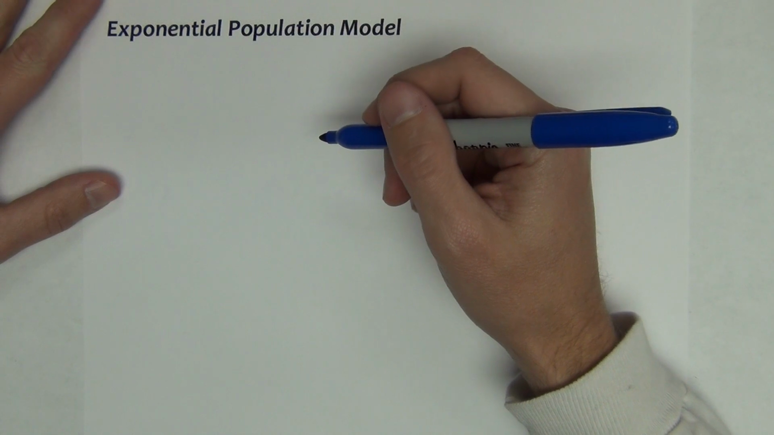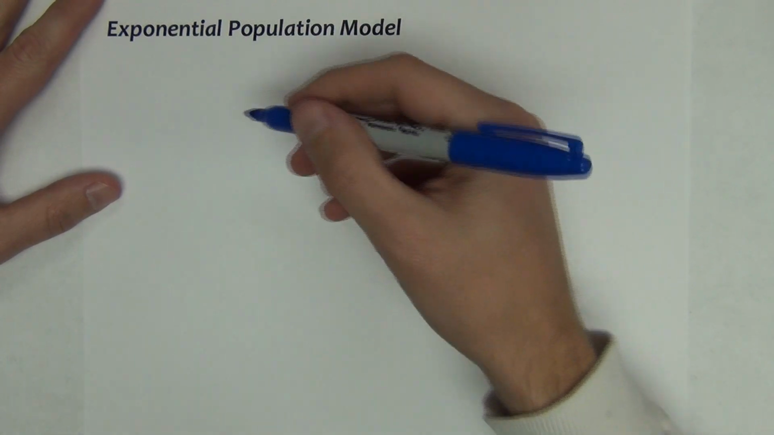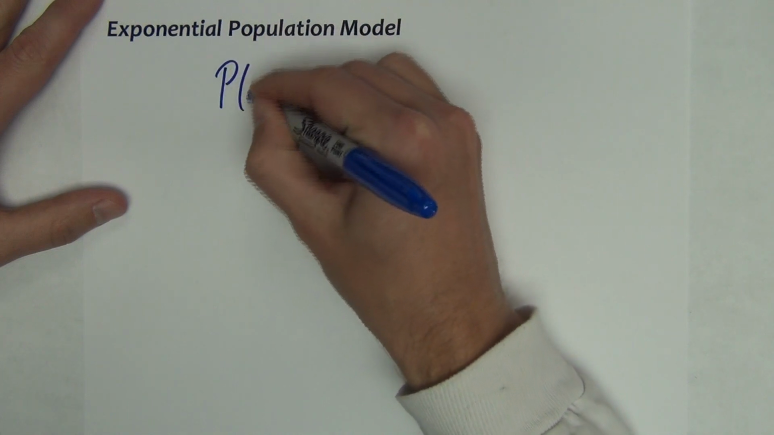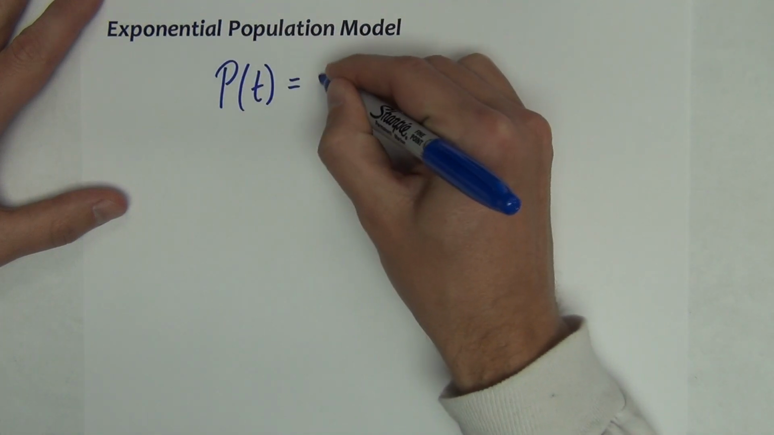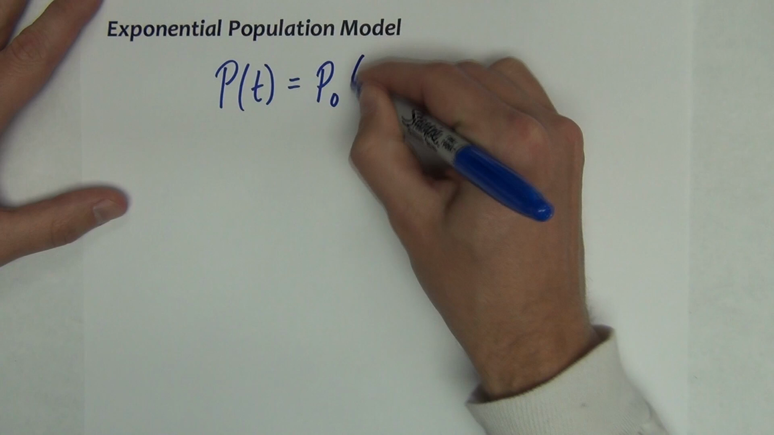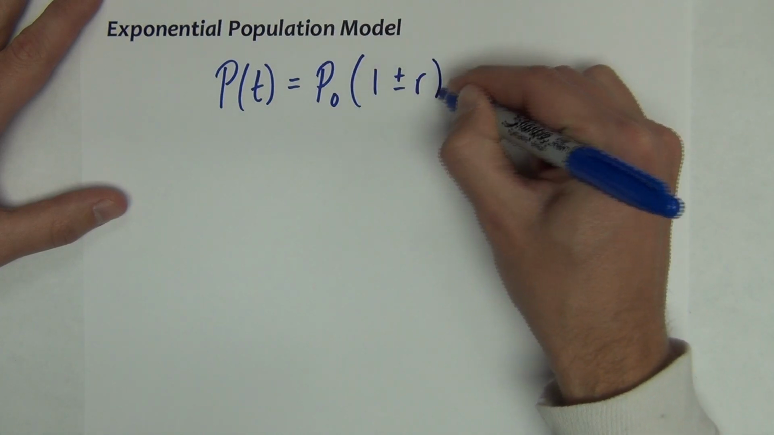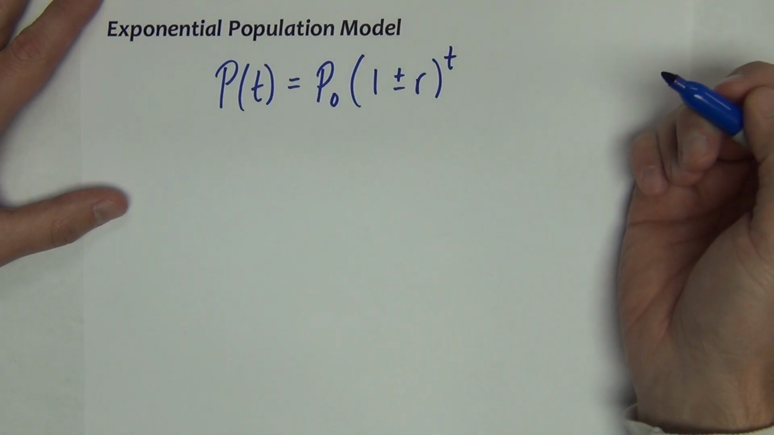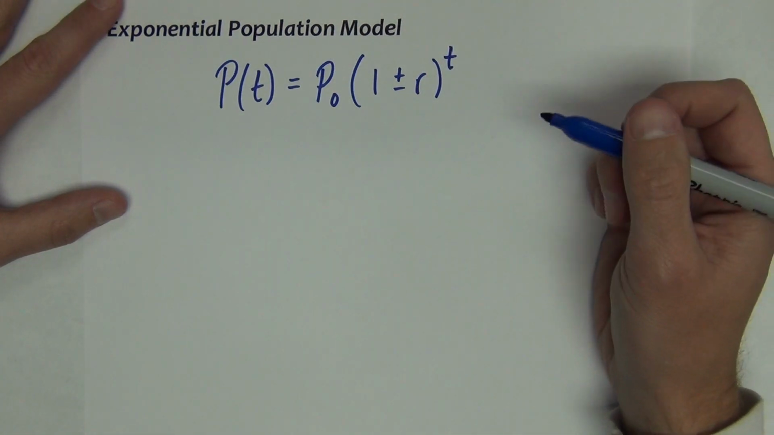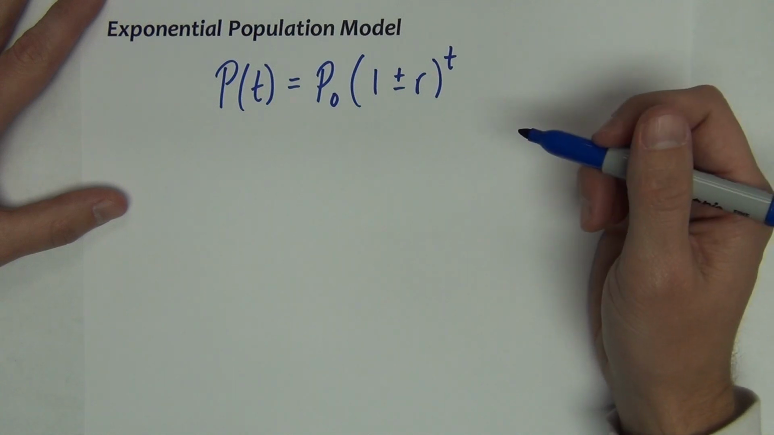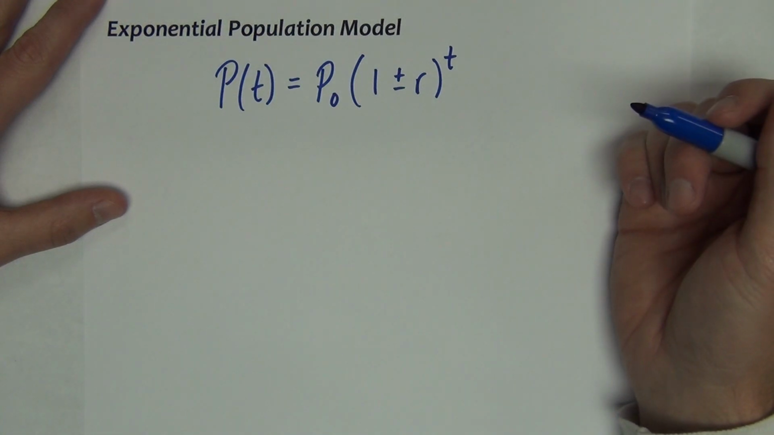We'll begin this lesson by looking at the exponential population model. I could write it as P of t equals P naught times the quantity 1 plus or minus r, raised to the t power. This is used whenever population is growing or decaying at a constant rate.